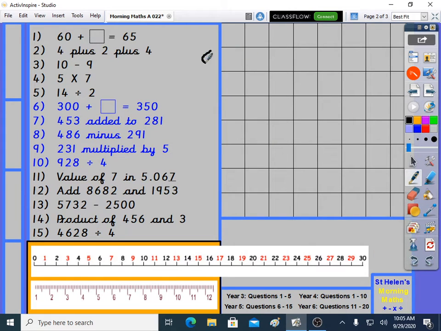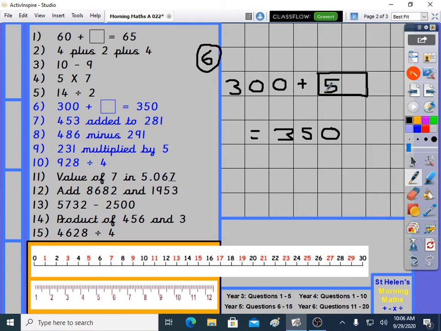Question 6, year 4 level. 300 plus a mystery equals 350. A lot of you are just going to know this instantly. What do you need to add to 300 to get to 350? If we look in the answer, which is 350, the end of the number sentence is 350. We've got 300, we need... What's missing? It's the 50 that's missing, isn't it? 300 plus 50 equals 350. So you write 50 in the missing box. And we go to question 7.